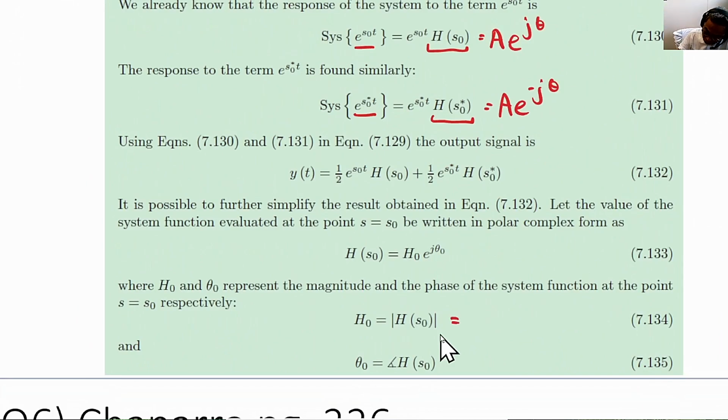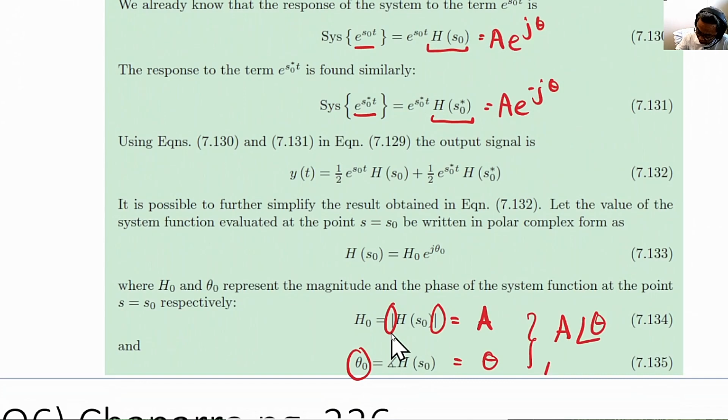Sometimes it's written, using this notation, as the absolute value of H(s naught), which is the magnitude gain, and then this is the phase theta. So sometimes you will also write it as A angle theta or A e^(j theta). We like to write in the polar or complex exponential form because it explicitly shows the magnitude and the phase that will be introduced to e^(s naught t).